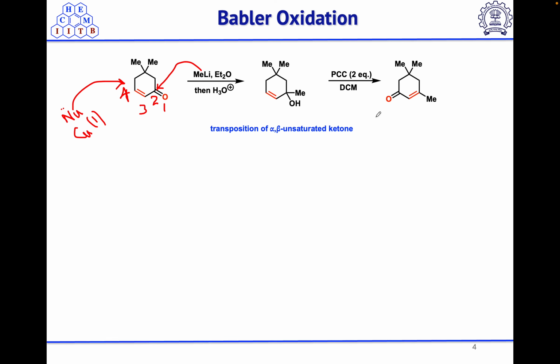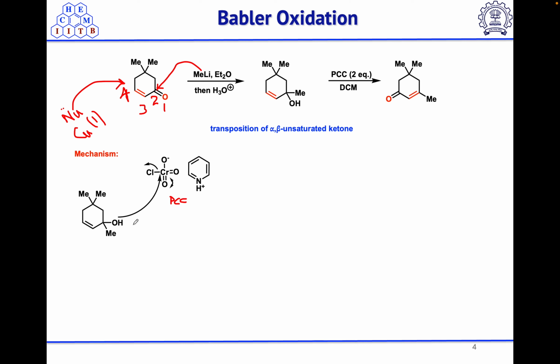So this is the PCC, pyridinium chlorochromate. This is the pyridinium salt of chlorochromate. So this is the PCC, and this is your allylic alcohol.